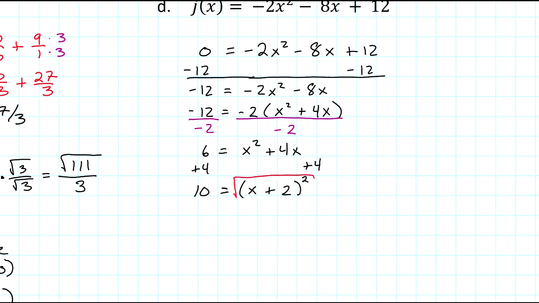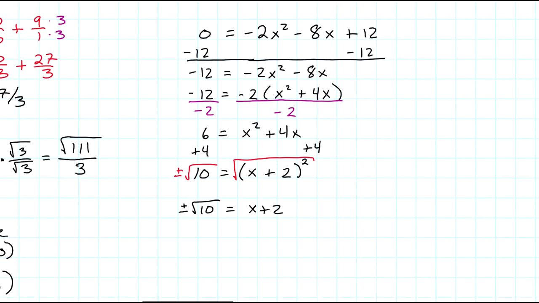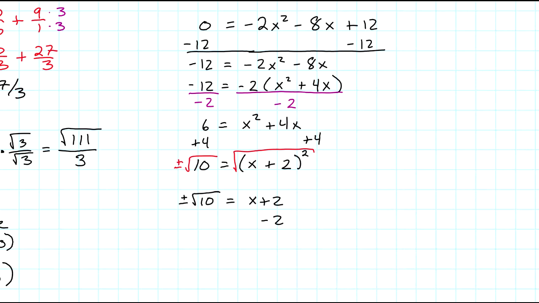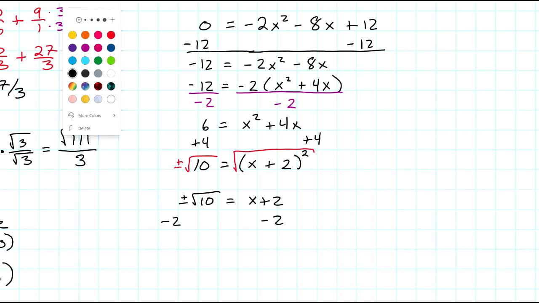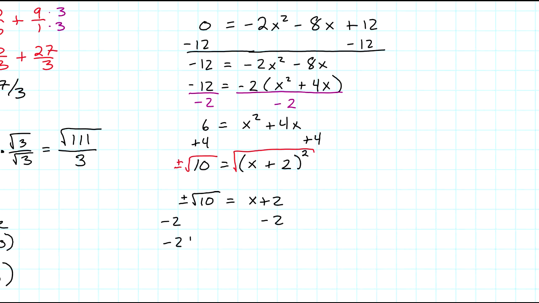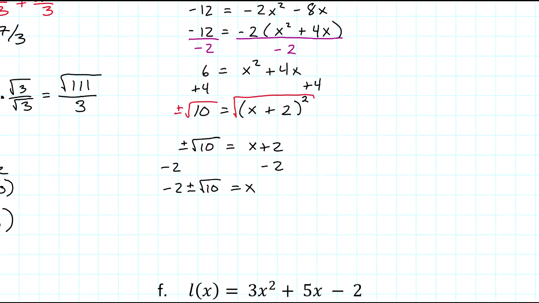Now we can go ahead and take the square root of both sides, not forgetting the plus or minus square root when we do so. So we end up with plus or minus the square root of 10 equals x plus 2. We can then subtract 2 from both sides to get negative 2 plus or minus the square root of 10 equals x. And then we break this up into 2 separate values. So x equals negative 2 plus the square root of 10, or x equals negative 2 minus the square root of 10.